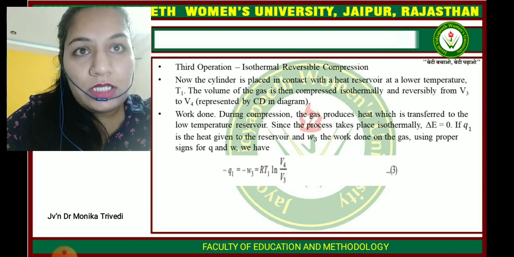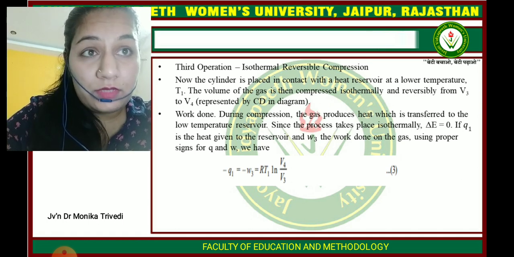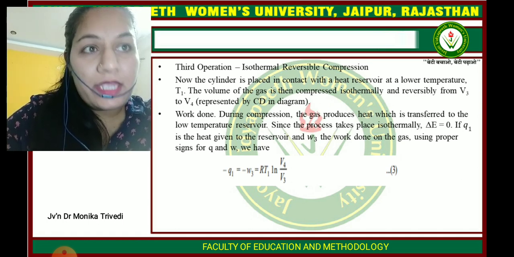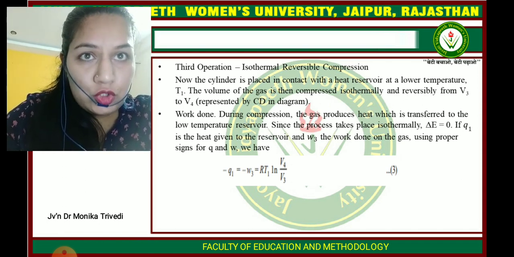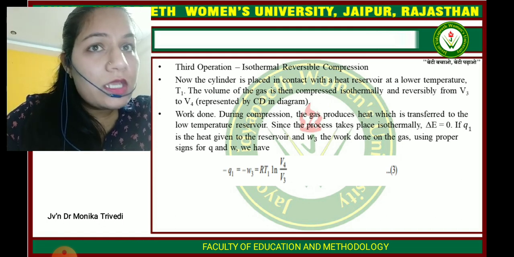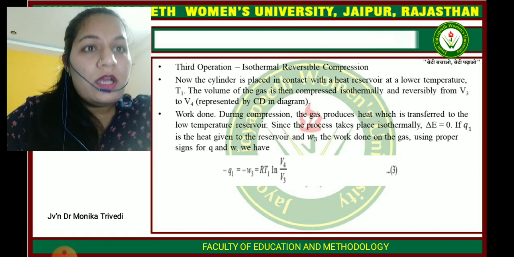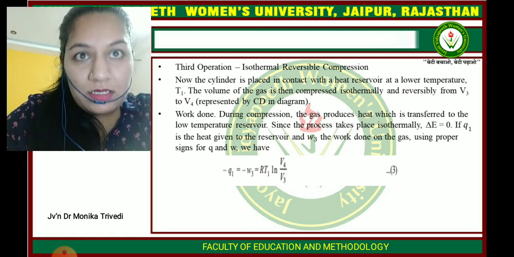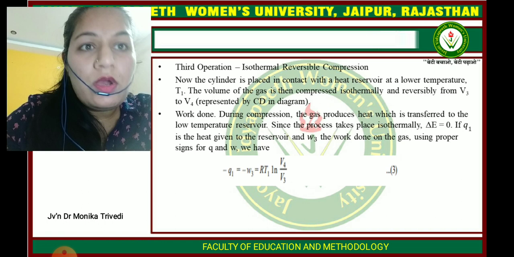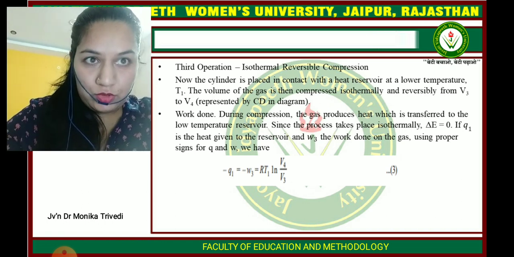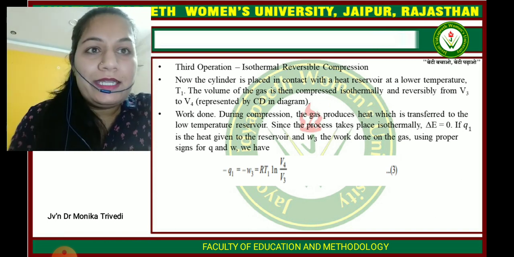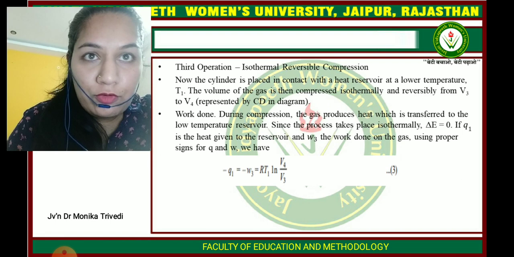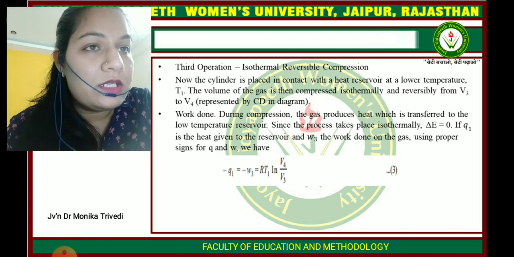If Q1 is the heat given to the reservoir and W3 the work done on the gas, using the proper sign for Q and W, we get minus Q1, because there is a compression. So we use a minus term here. Minus Q1 is equal to minus W3, which is equal to RT1 ln V4 by V3, because the temperature is T1 here. This is equation 3.